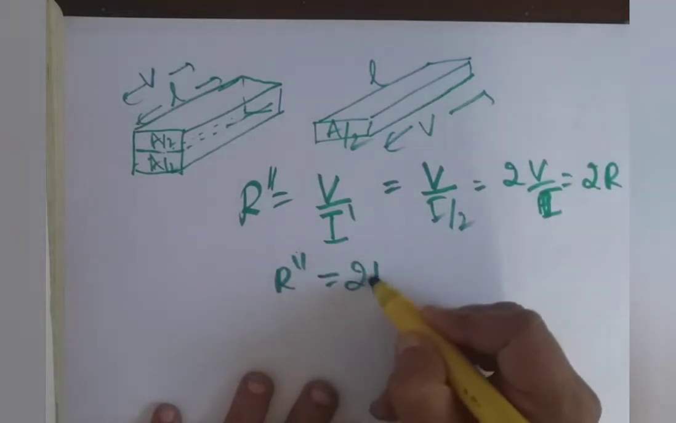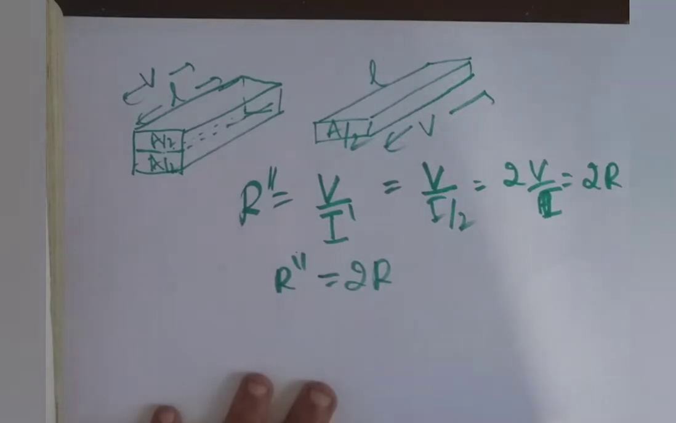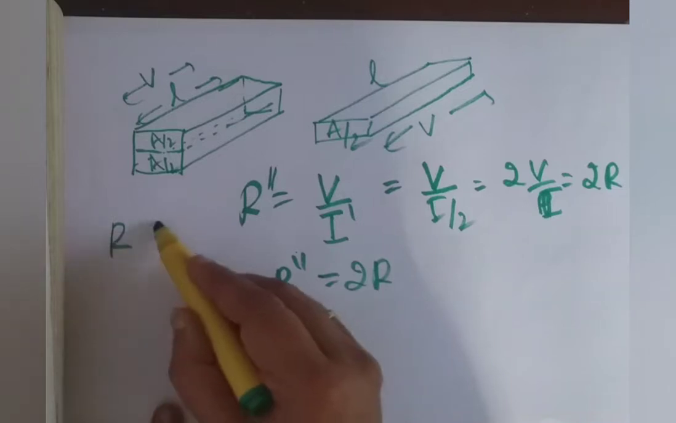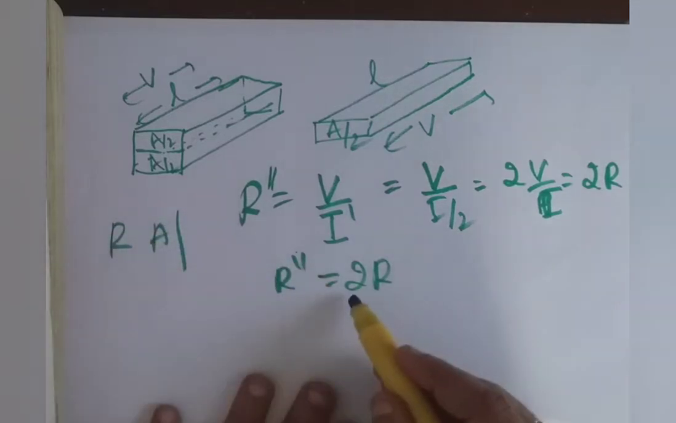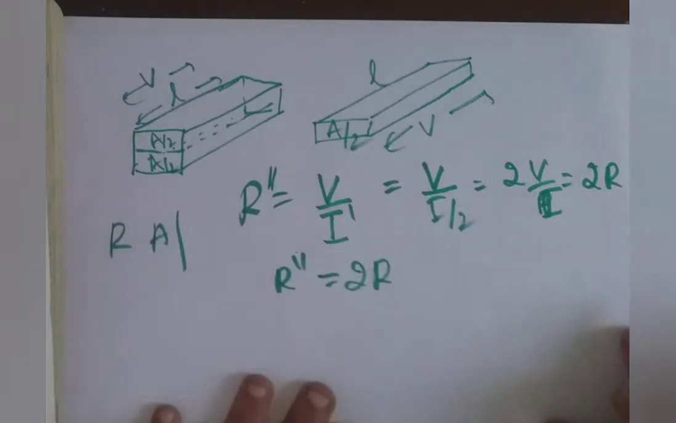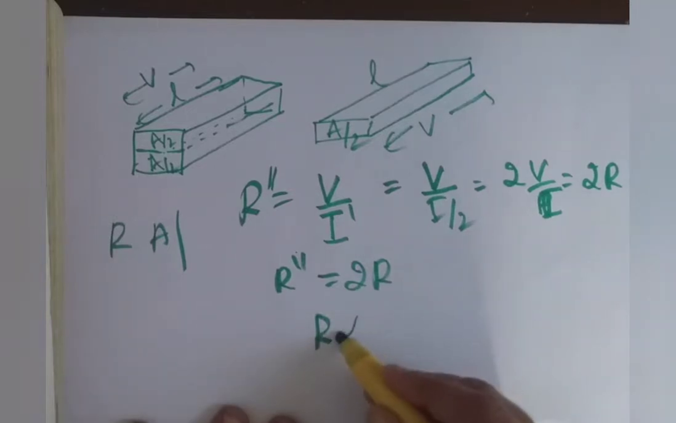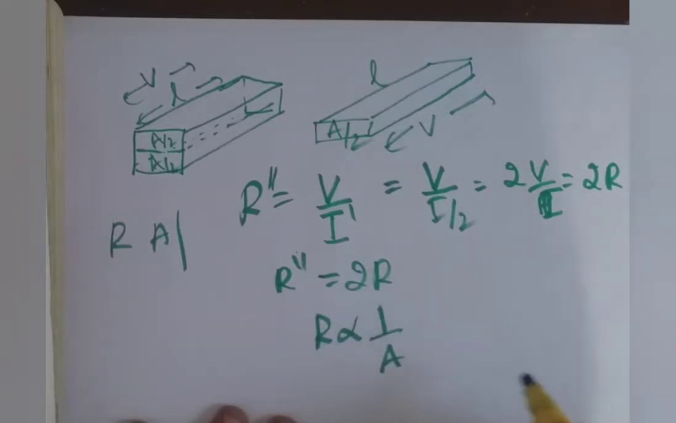That means when we slice the slab to have the area half, we get again 2R. That means here observe, R for area A and 2R for area A by 2. That means as we decrease the area, resistance increases now. Therefore, we can simply say R is inversely proportional to area.